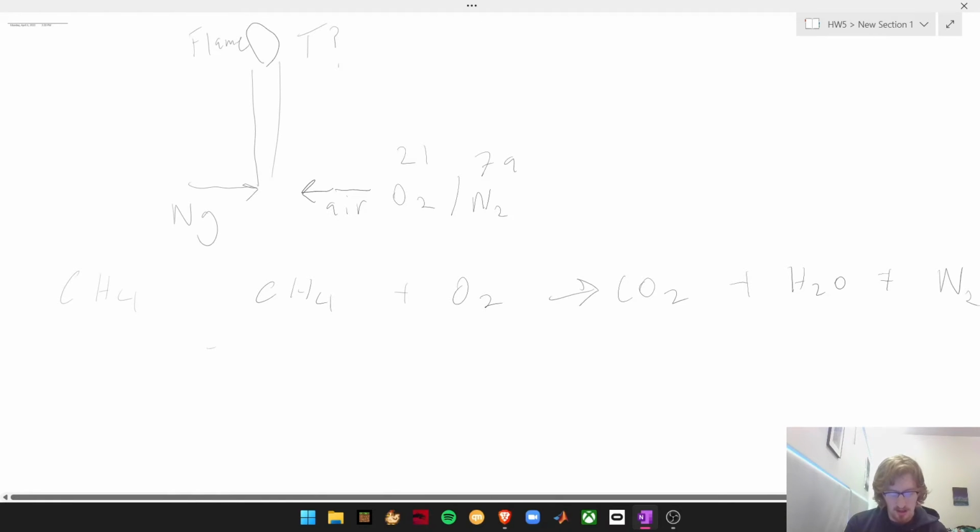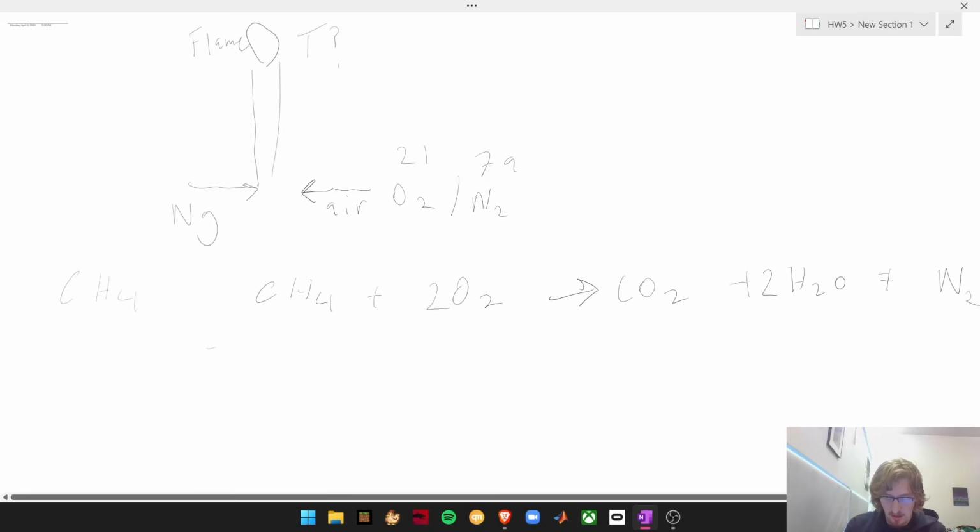So we have one carbon on the left-hand side and 4 hydrogen on the left-hand side. So the carbon's already matched. We need to match the hydrogen. And then we need to match the O2. So we have 2 O2 here, and then we'll have 2 more O2 here. So in total on the right-hand side, we have 4 oxygen. So that will be 2 O2s on the left. So just to double check, 4 hydrogen, 1 carbon, and 4 oxygen, and 4 oxygen.